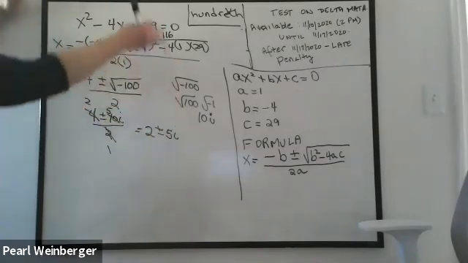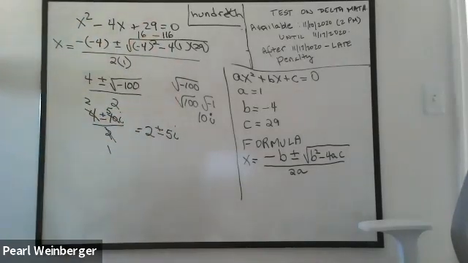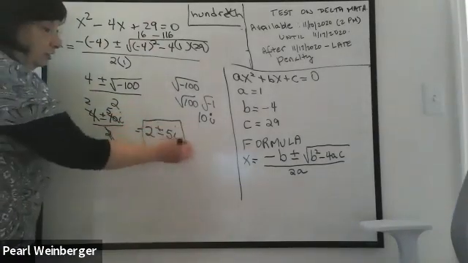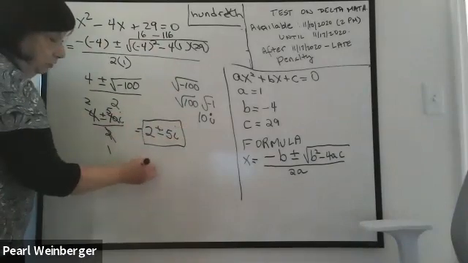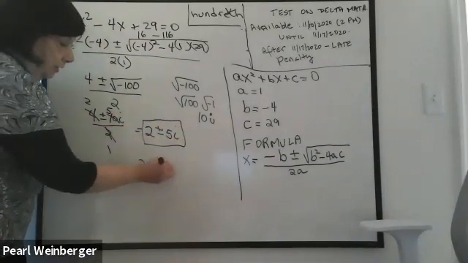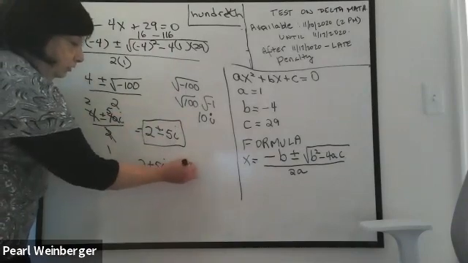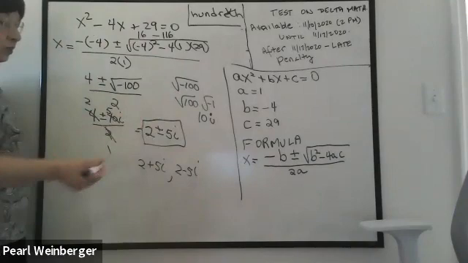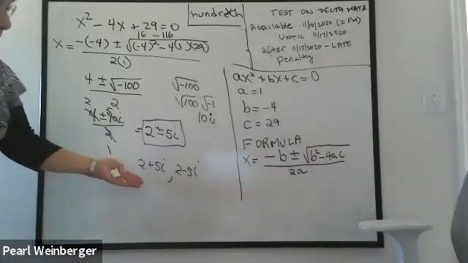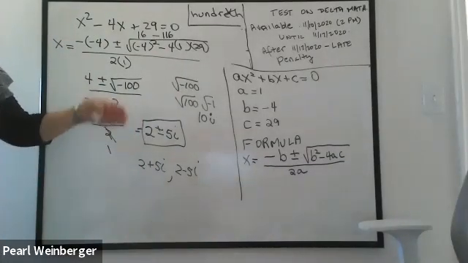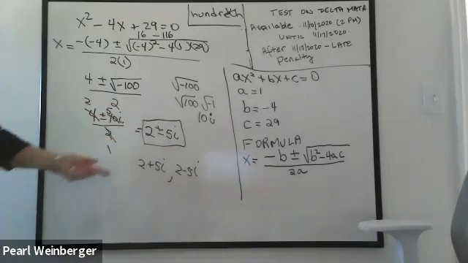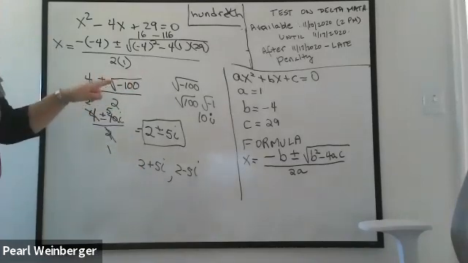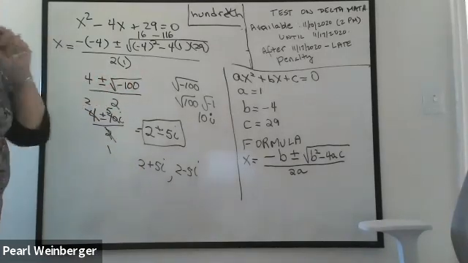There were no decimals involved, so there's no hundredths to deal with. And you could leave your answer like this, or separately as 2 plus 5i is one answer, and 2 minus 5i is the other answer. I have them like this because it's efficient, but on a multiple choice test, sometimes they give it this way, sometimes they give it this way. These are complex roots because the number inside my radical turned out to be a negative number.